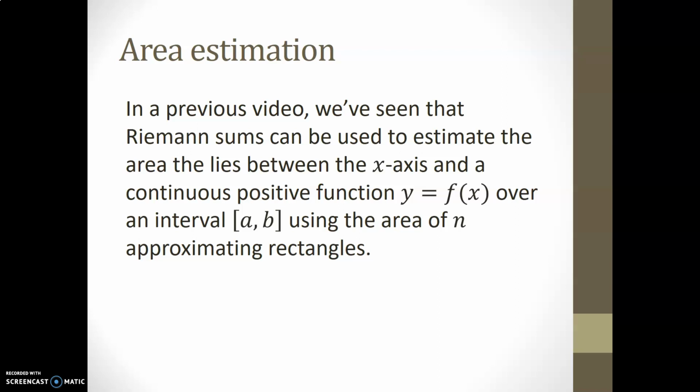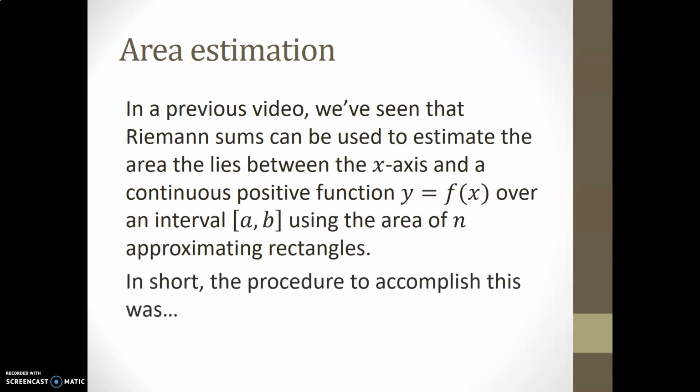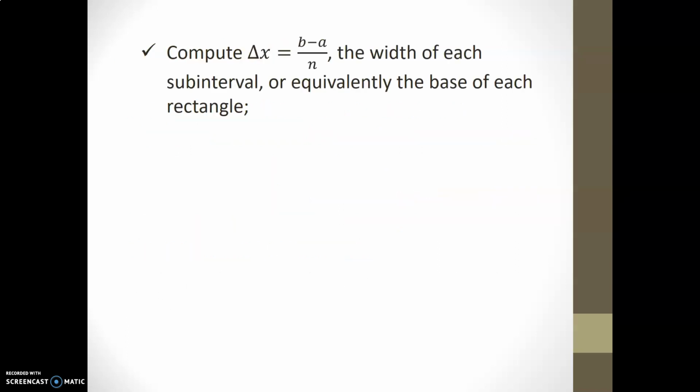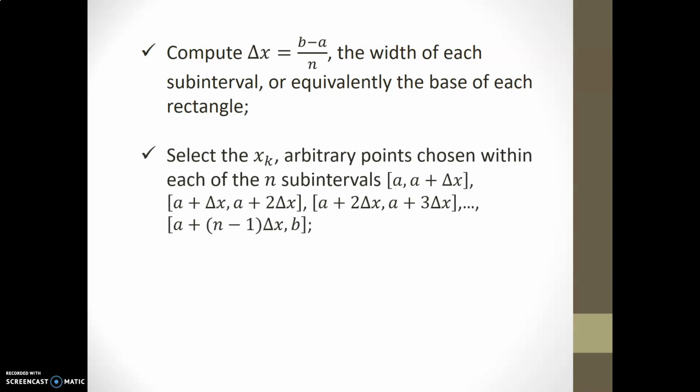We're going to use areas of n approximating rectangles. In short, the procedure to accomplish this was presented as follows. We were told to compute delta x by calculating b minus a over n. This would be the base of each of the rectangles and also the width of the subintervals themselves.